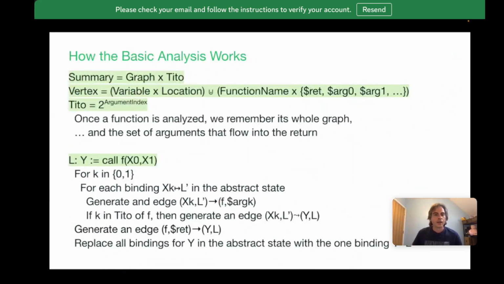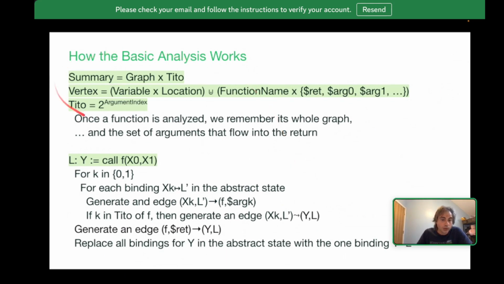Okay. Now, the summary is a pair of the graph that you produce when you analyze each statement, plus the result of the reachability analysis. We call this taint in, taint out result. It's just a set of argument indices, the indices of those arguments that can flow into the return. And the vertices of the graph are these pairs of variable with location, or some special vertices that correspond to returns and arguments of a function.